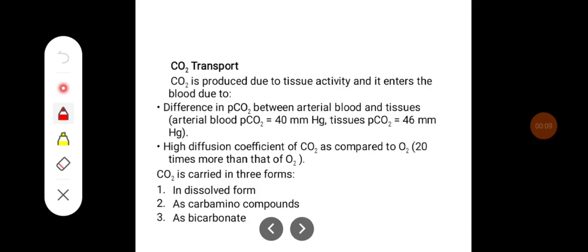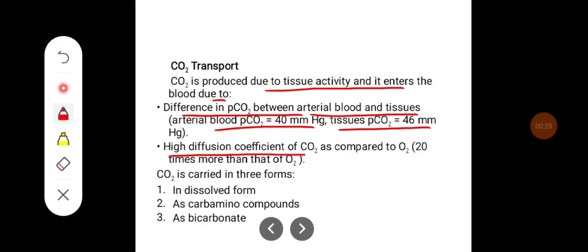Carbon dioxide is produced due to tissue activity and it enters the blood due to difference in the partial pressure of carbon dioxide between arterial and tissue. That is, arterial blood partial pressure is 40 mm Hg and in tissue it is 46 mm Hg. There is a high diffusion coefficient of carbon dioxide as compared to oxygen, that is, it is 20 times more than that of oxygen.